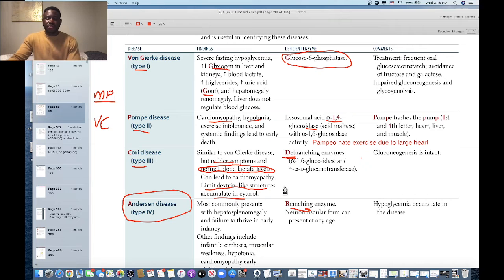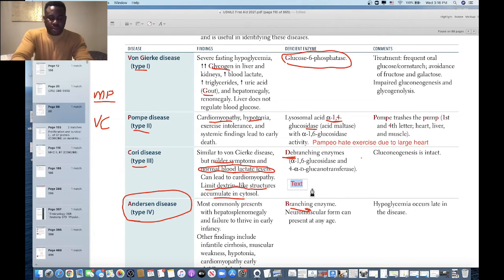If we are supposed to remove the branches and we cannot remove them, then we will have accumulation of something in the liver. So always when they say something has accumulated, or a limit dextrin-like substance, it is still glycogen accumulating in the liver, and you want to know that it is due to the debranching enzyme, or Cori disease. The mnemonic I use for this, I'm going to type it here: Cori is a dextrin debrancher, but normal glucose. So that's what I write.